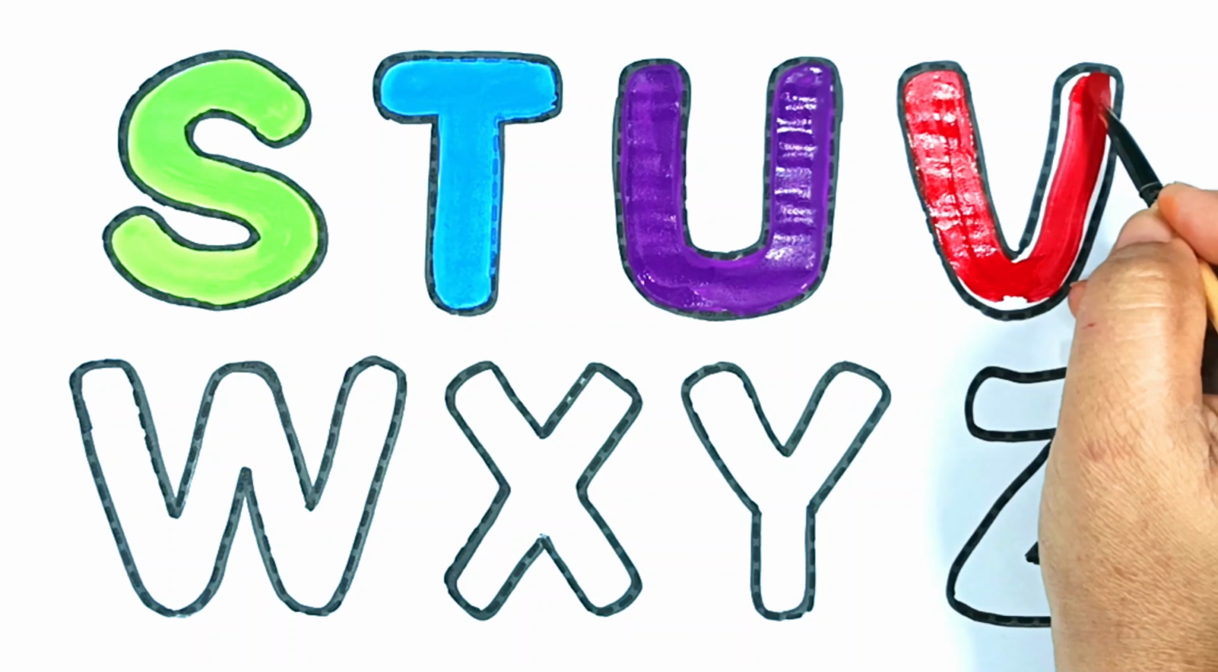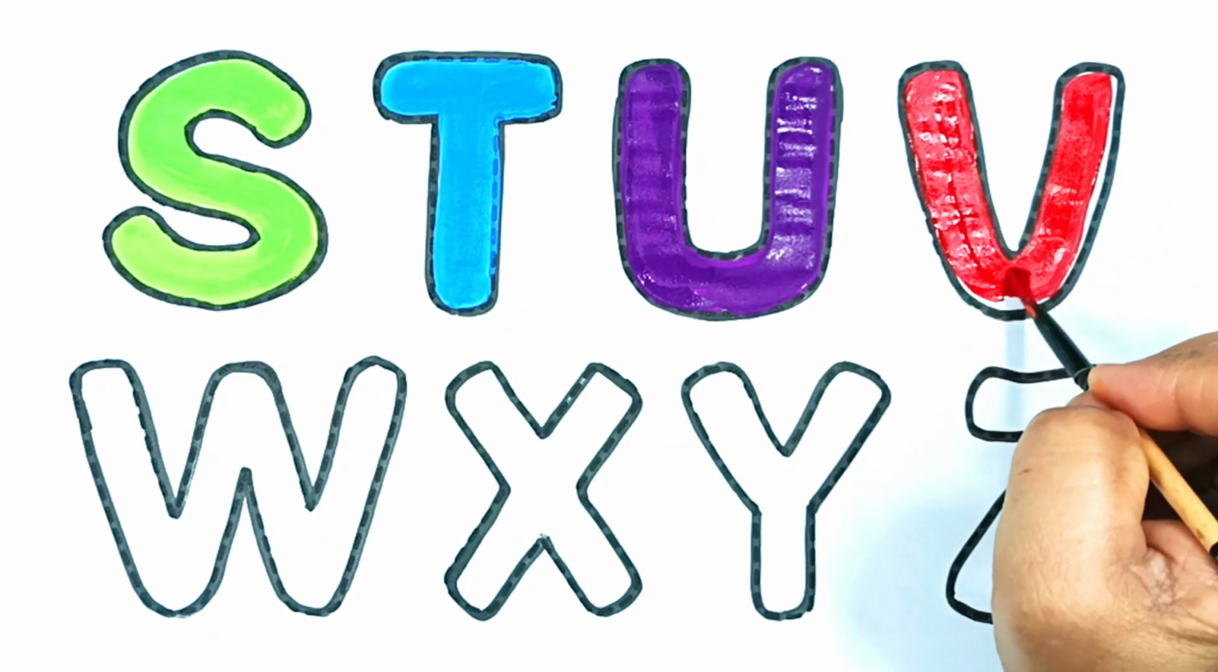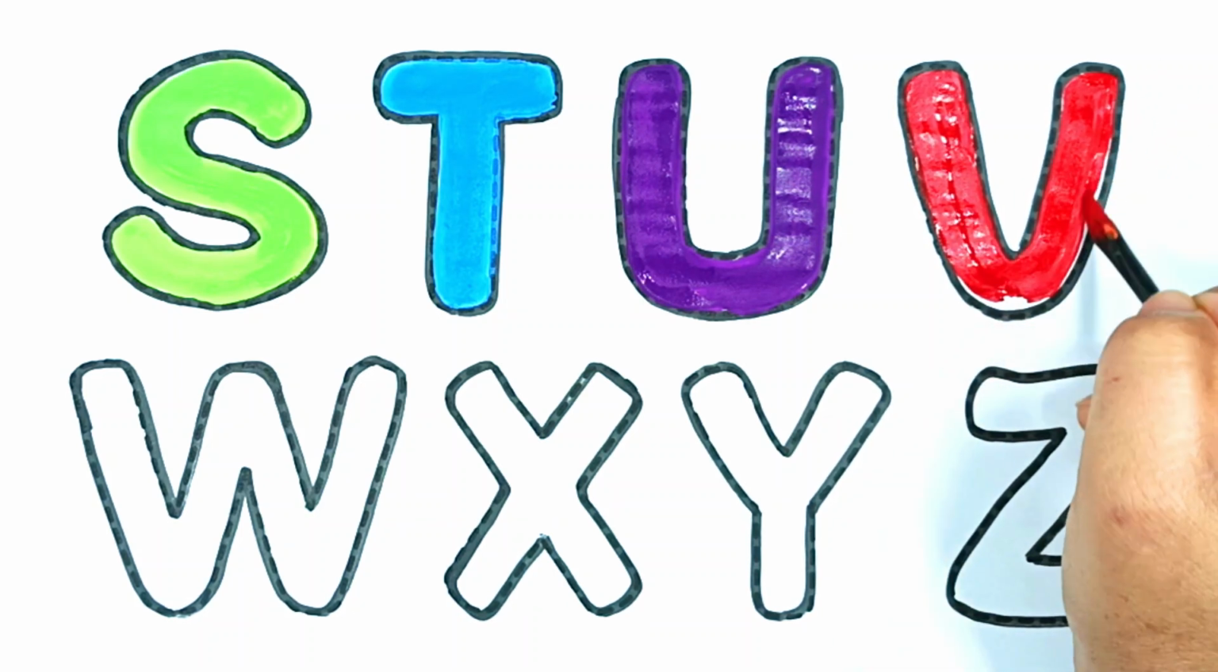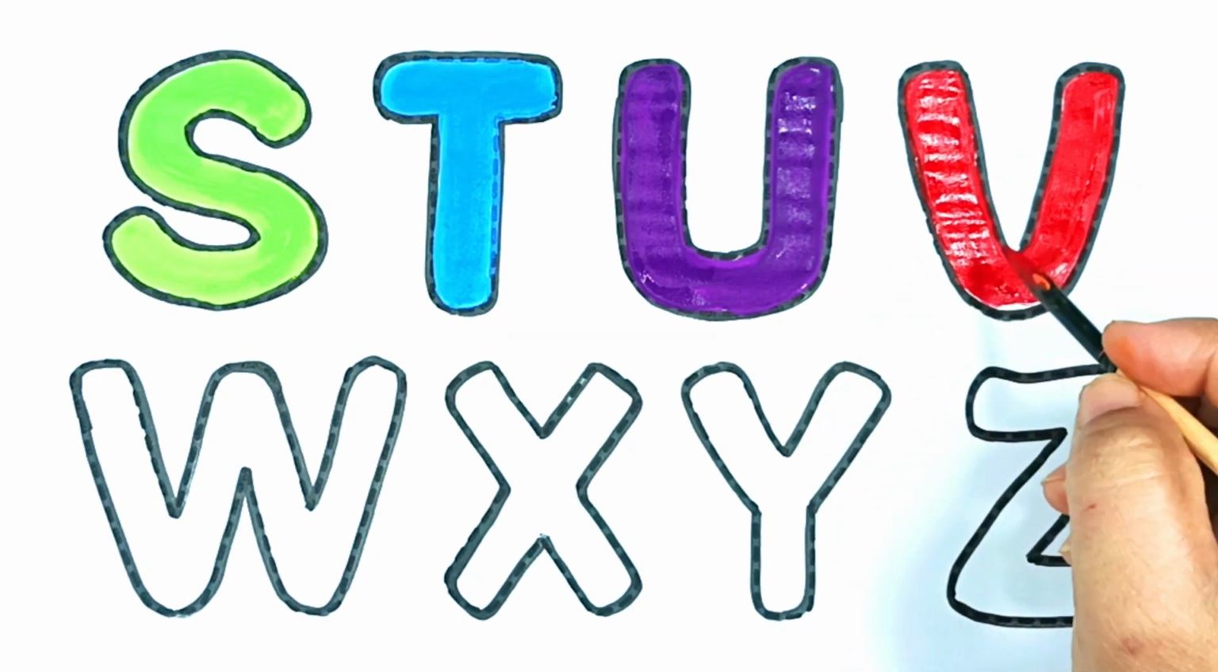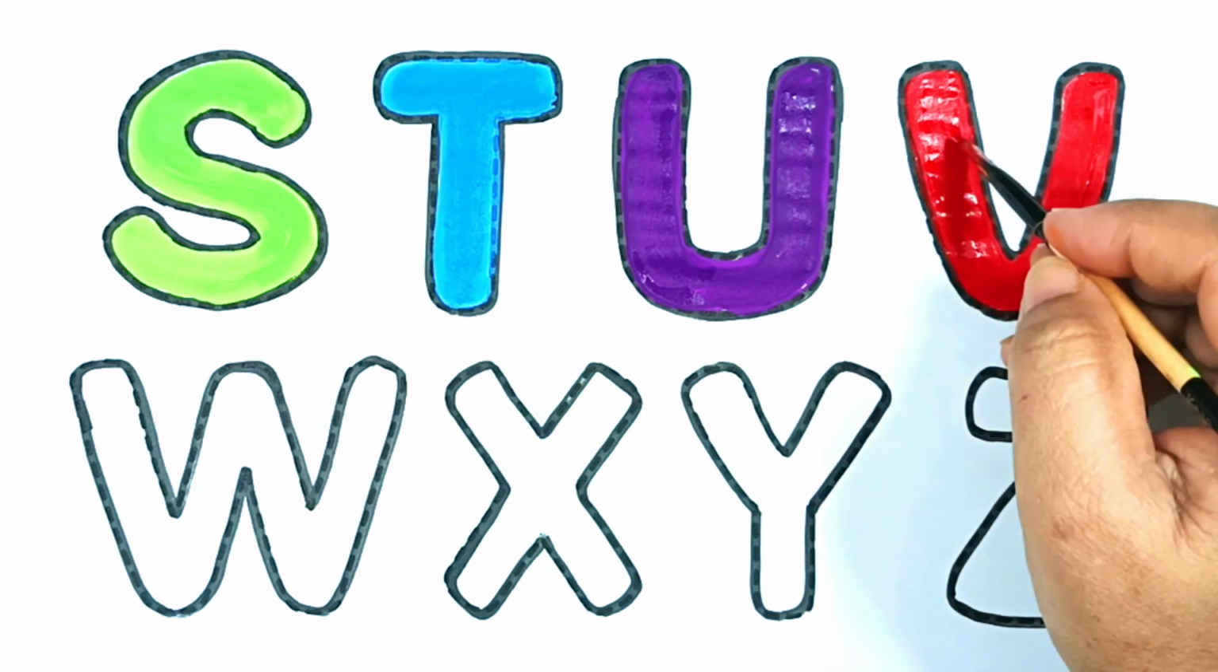V for vacuum. V for violin. V is for vacuum, that keeps the house clean.